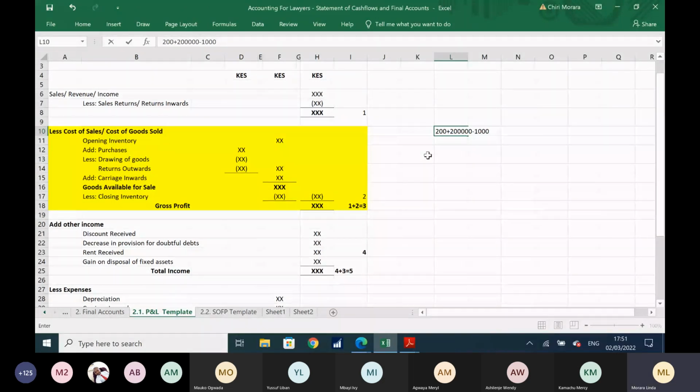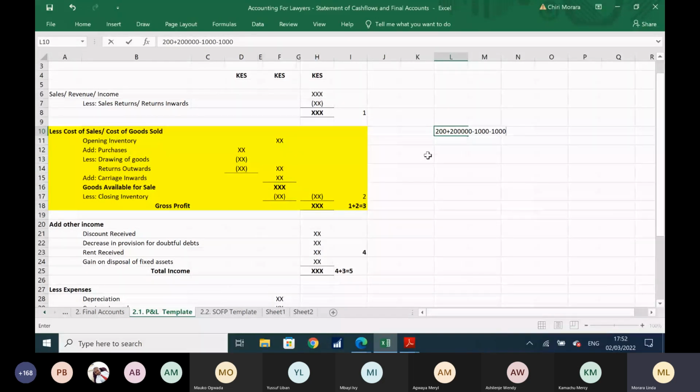And then also there is return outwards. We already explained this. Our return outwards is where we bought from a supplier, and for one reason or the other, we found that it was, let's say, defective. So we had to return it. And that is why you're deducting it, because you've returned it, so you did not incur that expense, right?